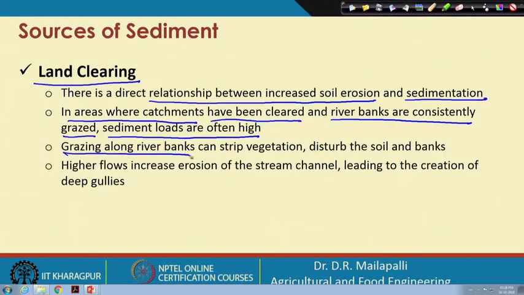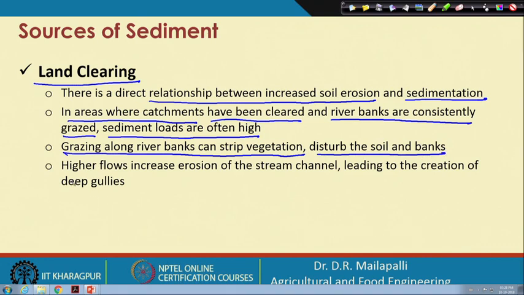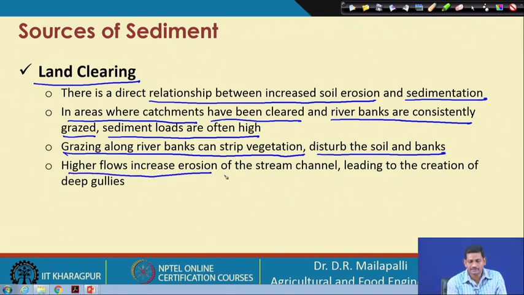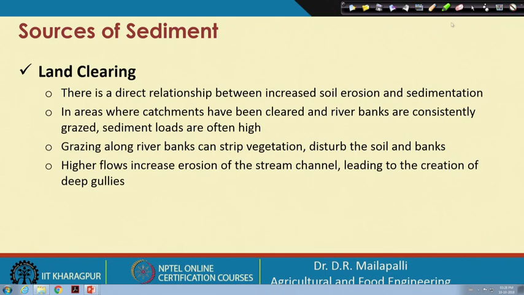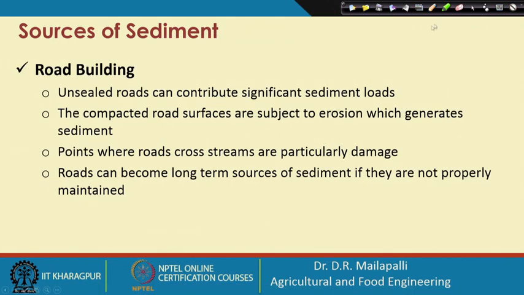Grazing along river banks can strip vegetation and disturb the soil and banks. Of course, higher flows increase erosion of the stream channel, leading to the creation of deep gullies. When the flow is tremendous, it will erode the stream banks and take away the bed load. All of these things happen and finally form gullies. So, land clearing is one of the sources, and the other is road building.